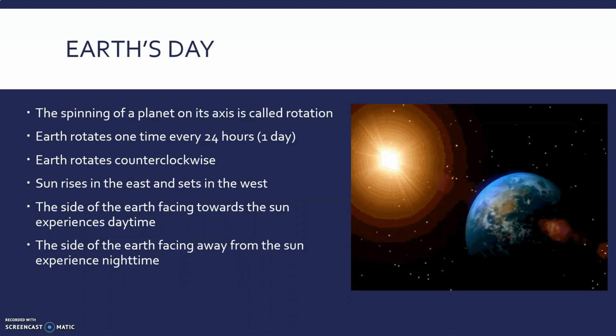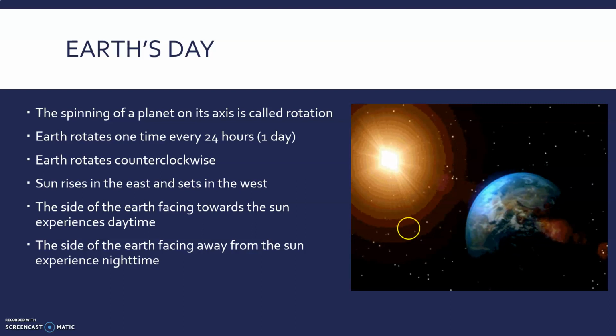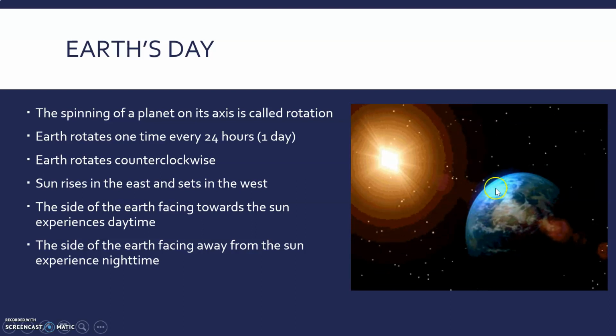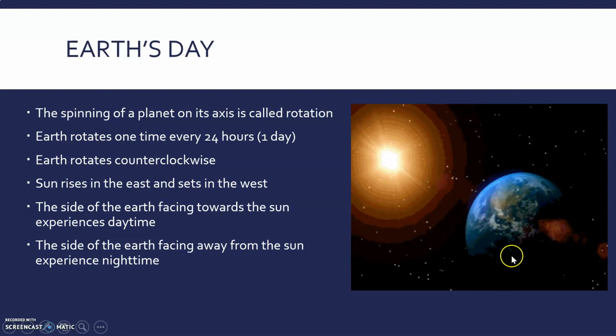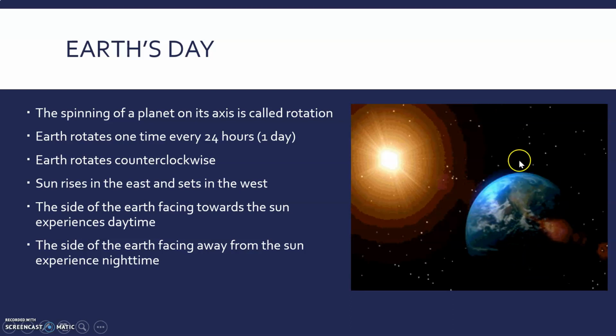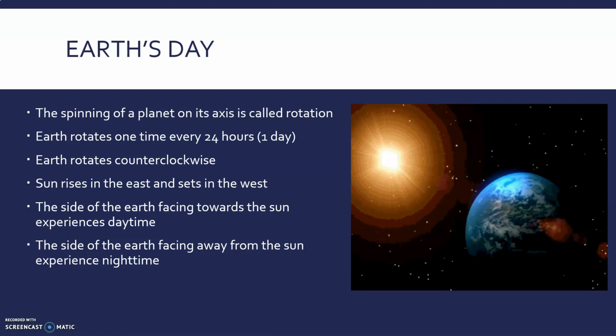The side of the Earth facing the sun is experiencing daytime. So in this image, this side obviously would be experiencing daytime. The side facing away from the sun is experiencing nighttime. So roughly there are approximately 12 hours and 12 hours. Keeping in mind, because we do tilt, that those times will change some throughout the various seasons.